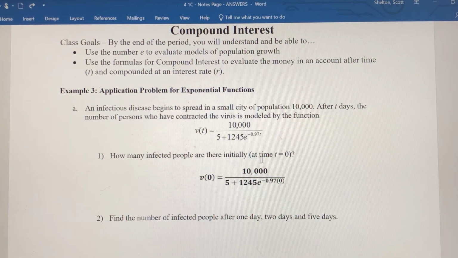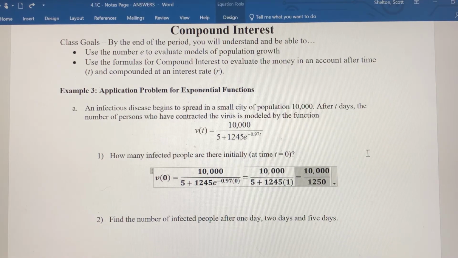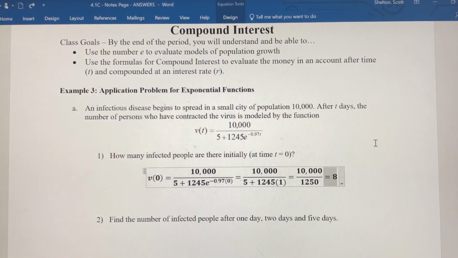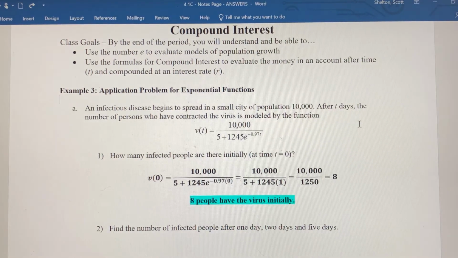Okay, so again, initially we're going to replace t with 0, both here within the function notation and here within the model. Okay, well, that makes it pretty easy here because e to the 0 power is going to be 1. So we get 10,000 over 5 plus 1245 times 1, which is 10,000 over 1250, which is 8, okay? So when this infectious disease began, there were 8 people who were infected, okay?